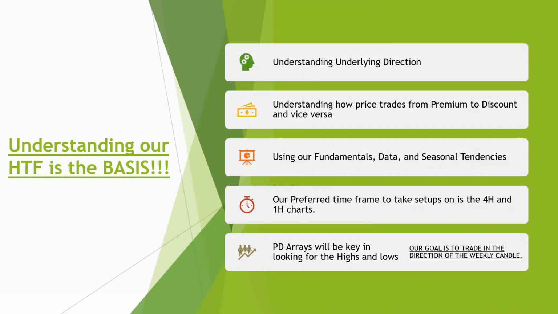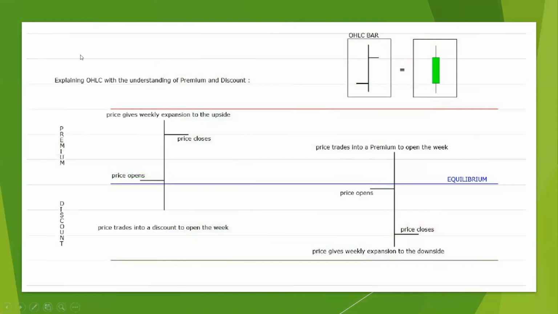So I want everyone to understand the skeleton behind the weekly candle. Now, when we're looking at the weekly candle, we're basically looking at this right here. We've got this first horizontal bar to the left, right above equilibrium of an imaginary range. I have the premium and I have discount marked up. The blue line is equilibrium.